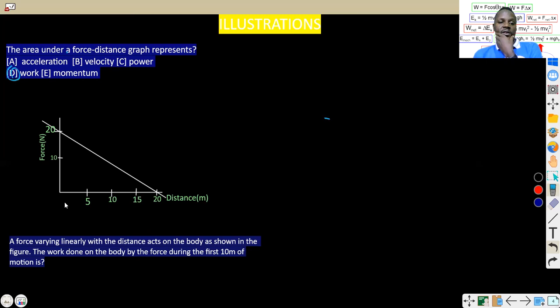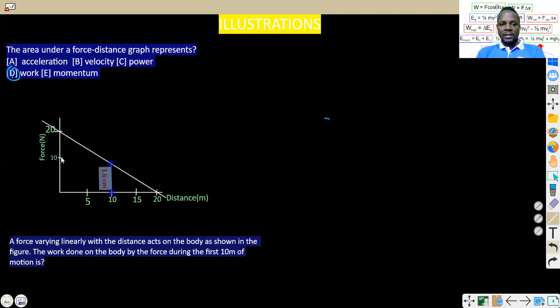So the second question is, a force varying linearly with a distance acts on the body as shown in the diagram. The work done on the body by the force during the first 10 meter. You can see we are only to consider the first 10 meter of the motion distance. So directly, my dear student, what we need to do here is just to consider only the first 10 meter, and doing that, we can say the first 10 meter will lie at this.